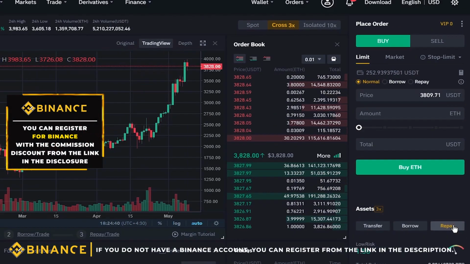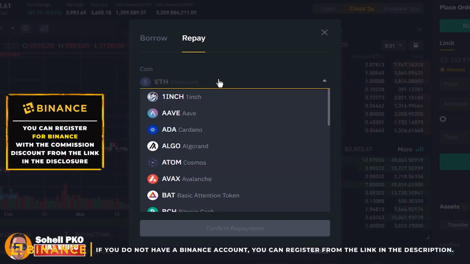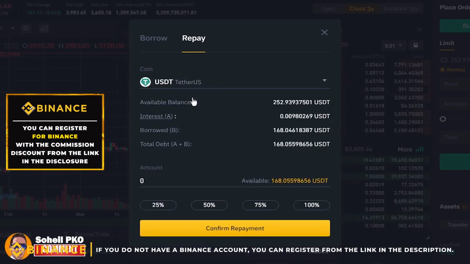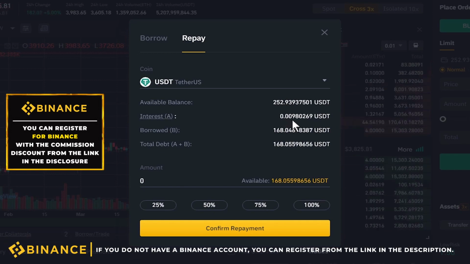We click on repay. ETH is already selected and it says you haven't borrowed ETH yet. We borrowed USDT, so here we search USDT, clicking on this. And here, as you can see, it shows we borrowed 168 USDT and the interest is 0.0098. And the sum of these two equals 168.055, which we must pay.